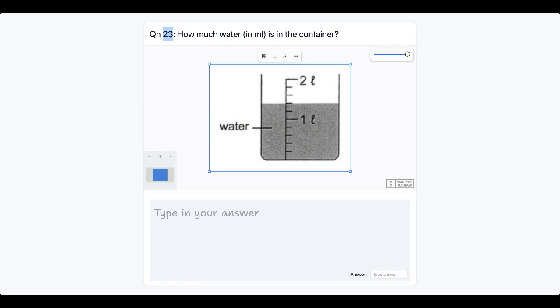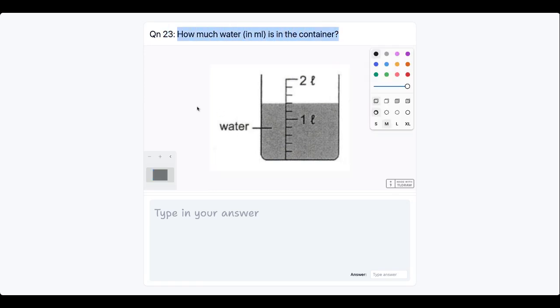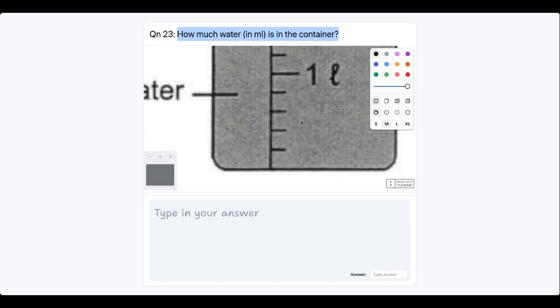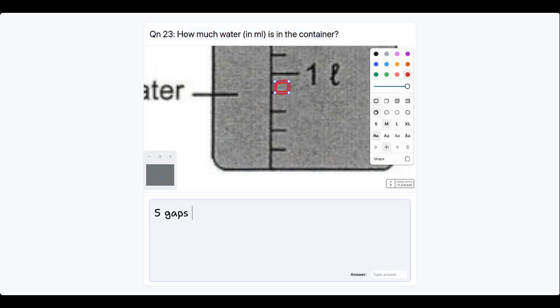Question number 23. How much water in milliliters is in the container? We can zoom in a bit, and we must find how many gaps there are before 1 liter. Let me put this in red. We have 1 gap, 2, 3, 4, and 5 gaps. So 5 gaps is equal to 1 liter, which is also equal to 1000 milliliters. So 1 gap is equal to 1000 divided by 5, which is 200 milliliters.